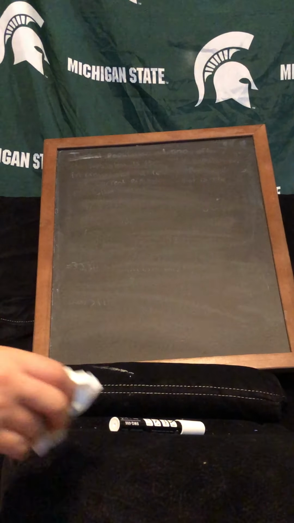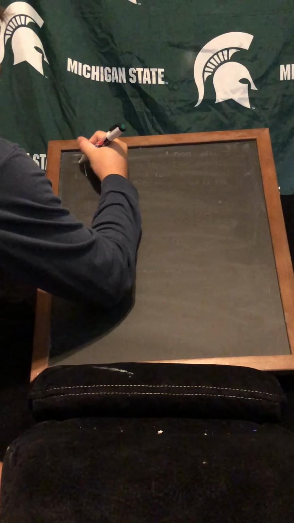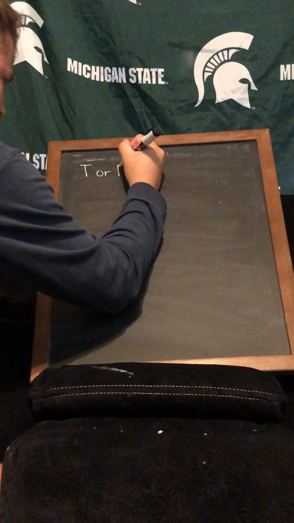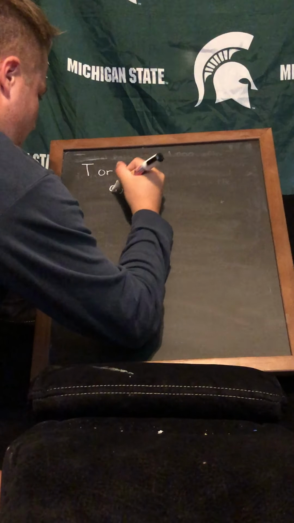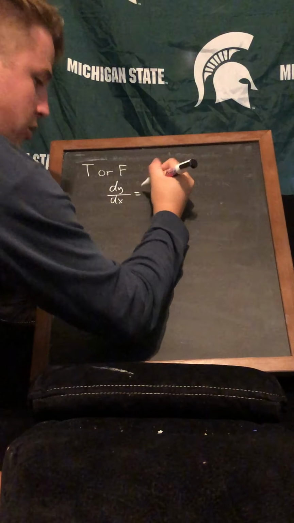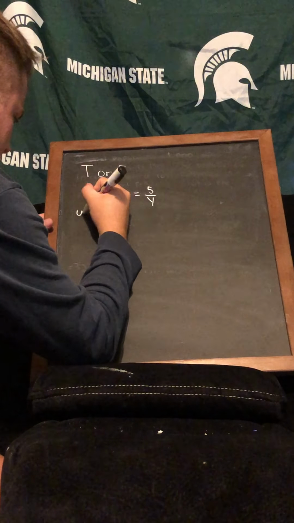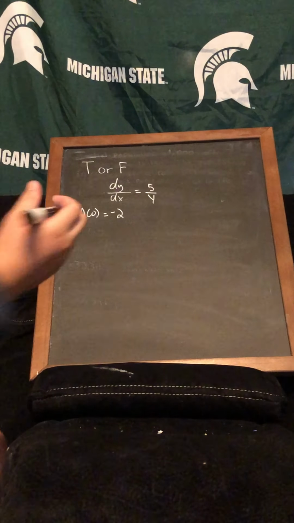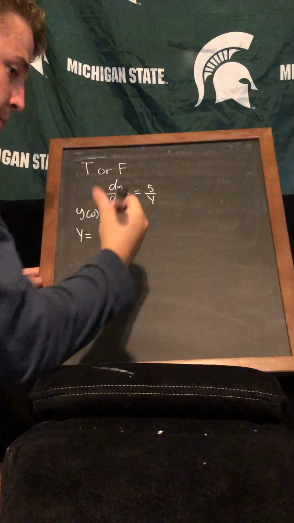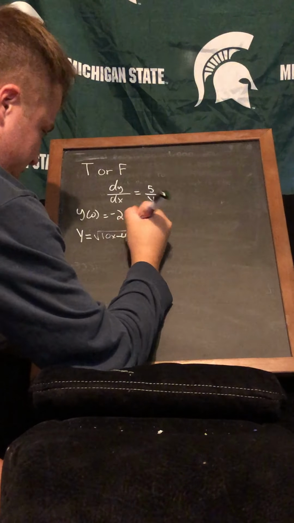Now for the initial value problem. This is going to be a true or false problem. So what it's asking is: true or false, for the initial value problem of dy/dx equals 5 over y, at y of 0 equals negative 2, does it equal y equals square root of 10x minus 4?